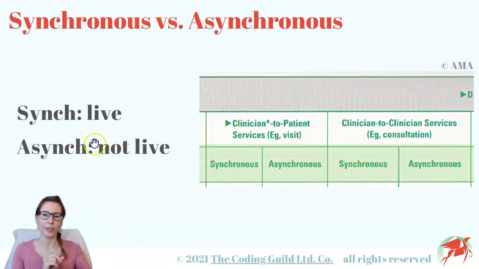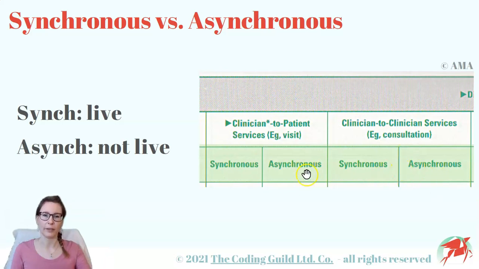Examples of non-live or asynchronous communication would be emails, interprofessional consultations within a patient's chart, or, for example, store-and-forward systems where the patient can submit data, a picture, or a recorded video message, which the provider can review at their convenience and respond to later.